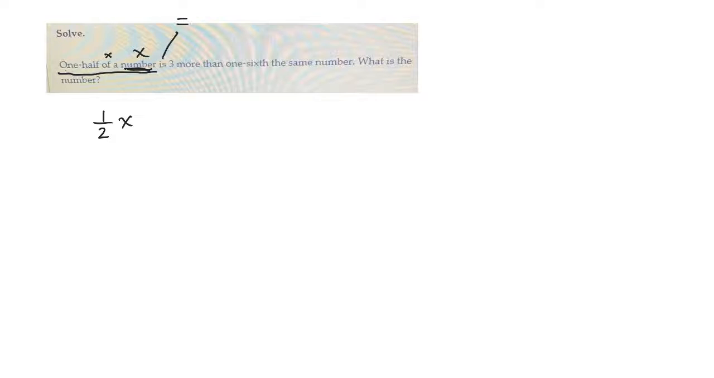Is typically means equals, so I put an equals there. 3 more than, what would 3 more than be? More than, probably 3 plus. And then they say 1/6 of the same number that we had back there. So it would be 1/6 times the same number that we had there. So I'll put an x there. And then they say, what is the number? So there's my equation that I can use to solve for x.